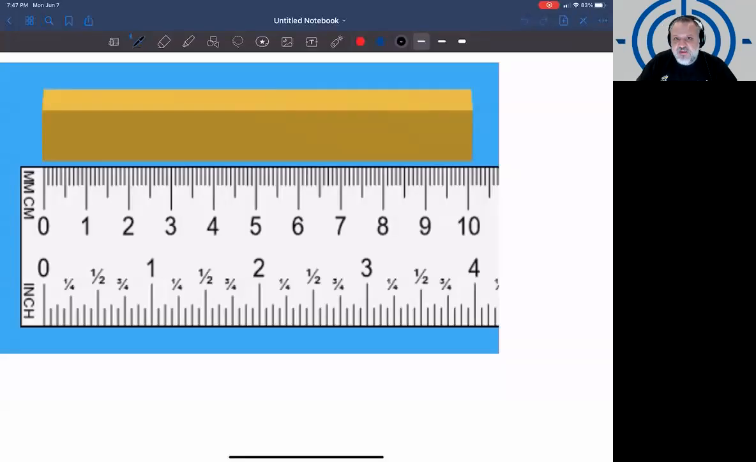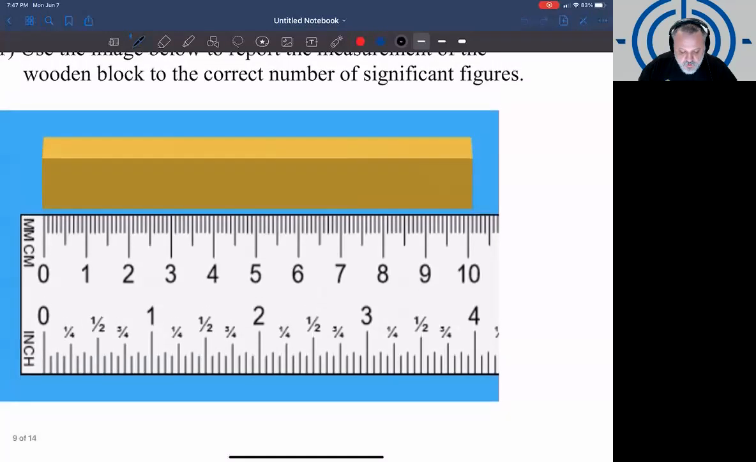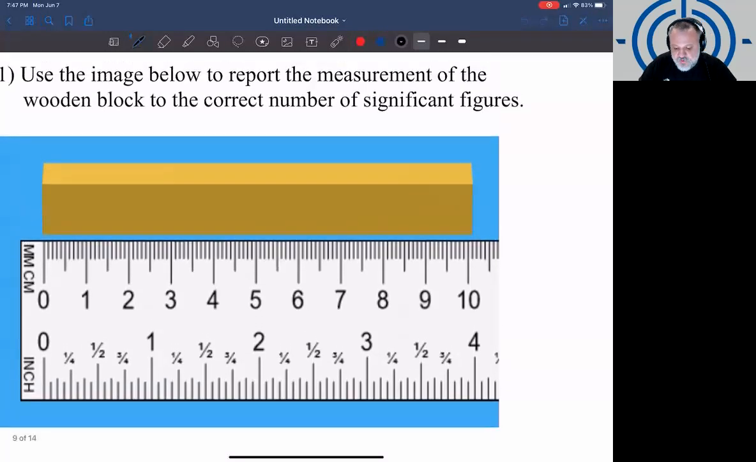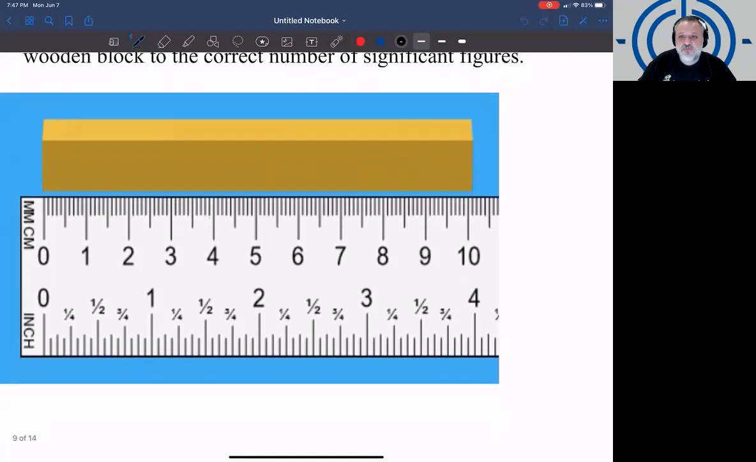Okay, guys, here is General Chemistry 1, Chapter 1, Problem 1. Here's the solution. The question is asking you to use the image below to report the measurement of the wooden block to the correct number of significant figures.